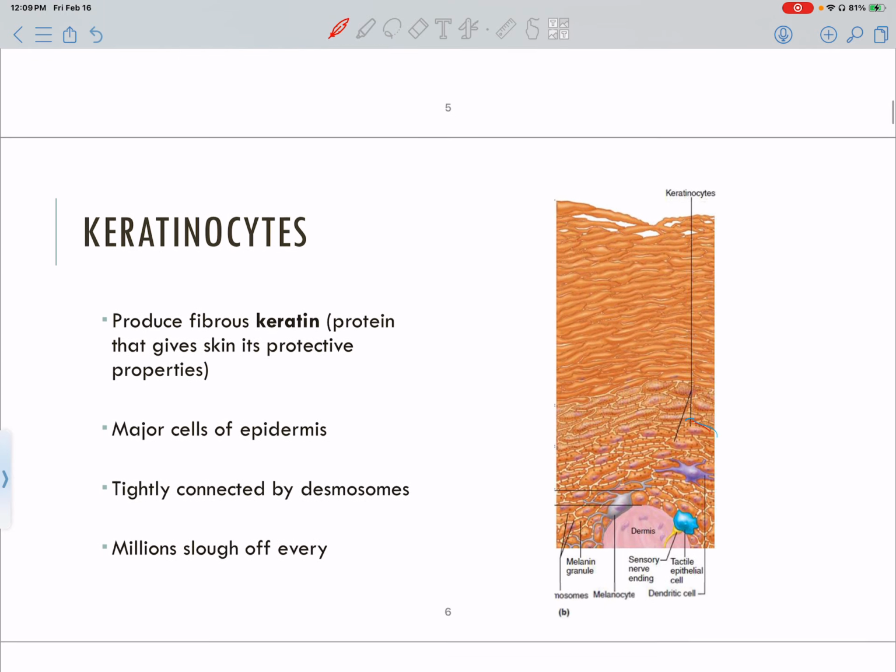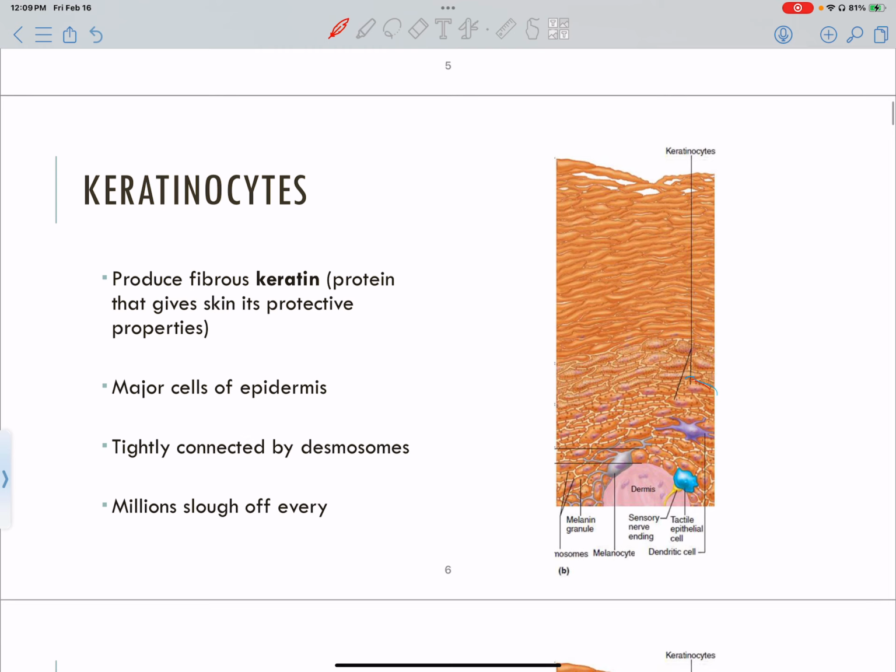So the first cell, keratinocytes, its function is pretty much in its name. Keratinocytes are responsible for producing keratin. And this pigment or protein gives a protective function to our skin because it's really, really hard protein. The majority of the cells in the epidermis are keratinocytes. So here's an example right here, and we can see them scattered all the way throughout.